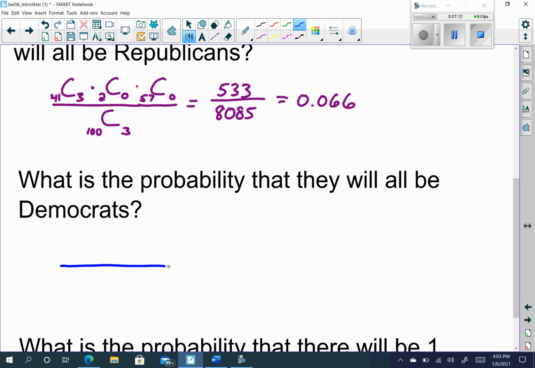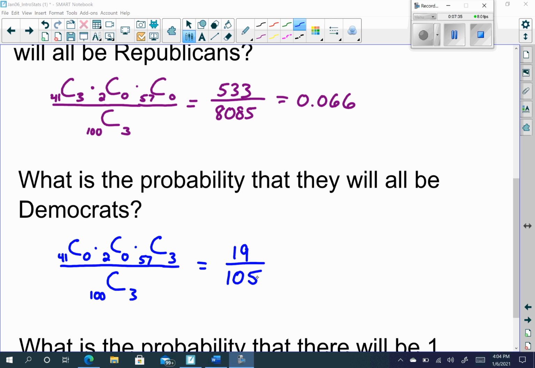So very, very similar situation here, that from the 41 Republicans, we're not picking any. From the 2 independents, we're not picking any. But from the 57 Democrats, we're picking 3. And again, over 100, choose 3. For this, you should be getting 19 out of 105.